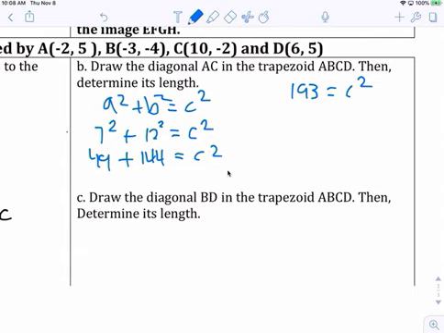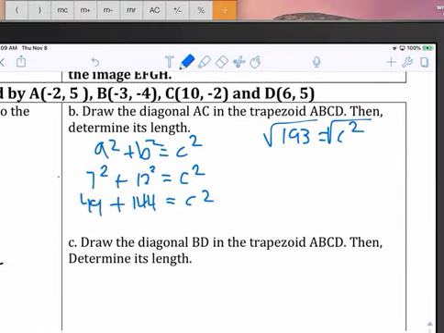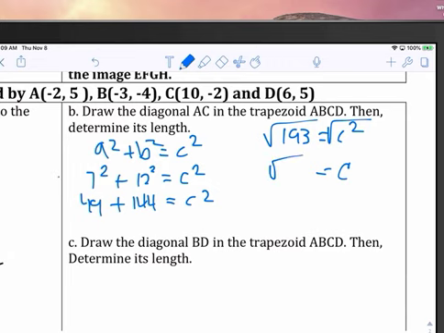193 equals c squared. Is there anything that makes 193? 3, no, 4, no, 5, 6, no, 7. Will 7 go into 193? Let's see. 193 divided by 7. Nope, it doesn't go in. So nothing goes in. So C is the square root of 193. Can't be broken down.